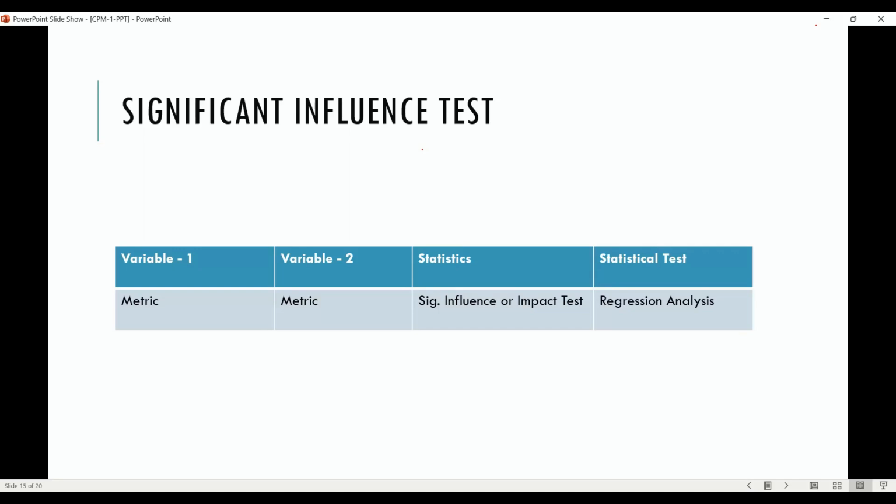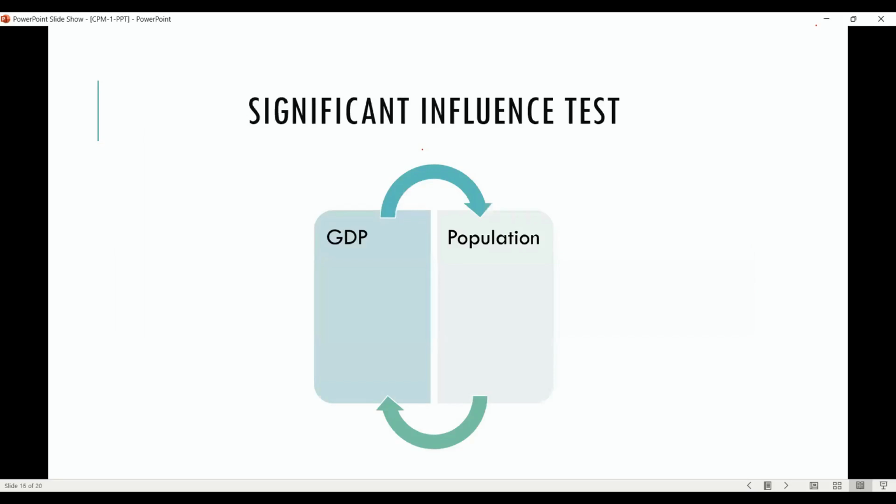I want you to understand the foundation of statistics and data analysis. So this is what it is. If you have found that both the variables are related to one another, and you want to find how far one variable is impacting the other variable, at that point of time you will do regression analysis, which is nothing but a significant influence test.